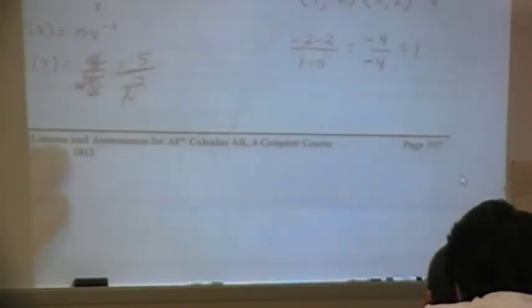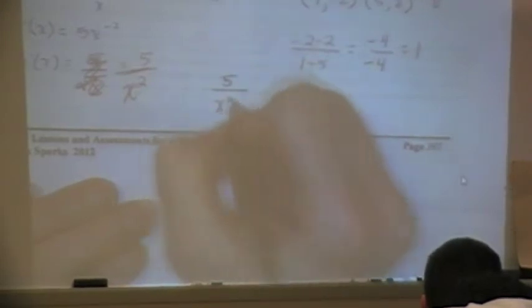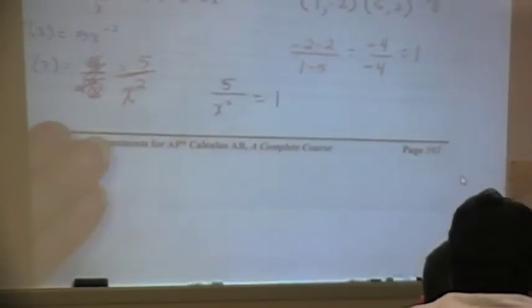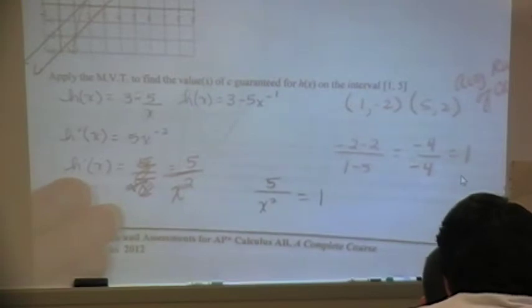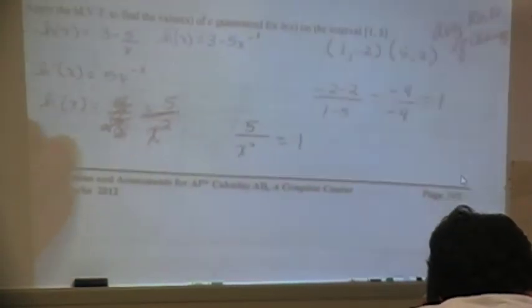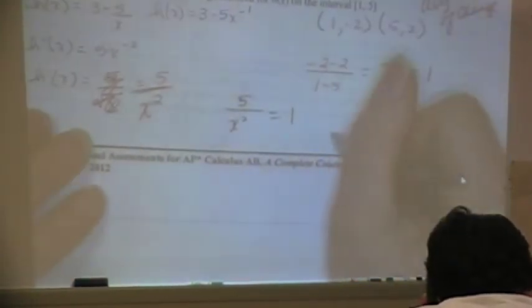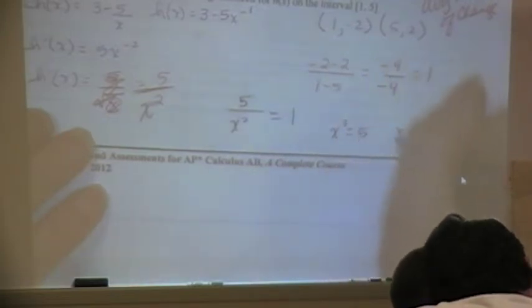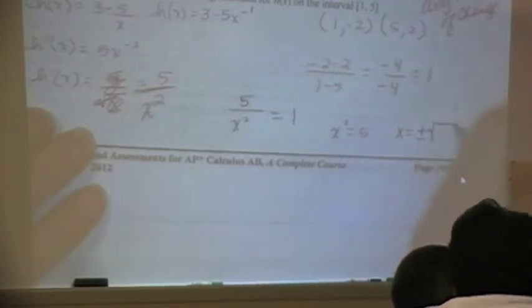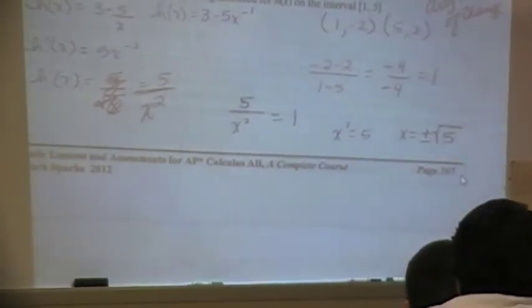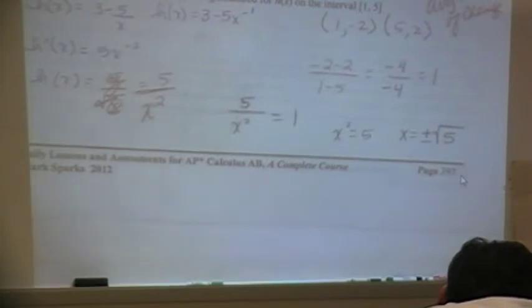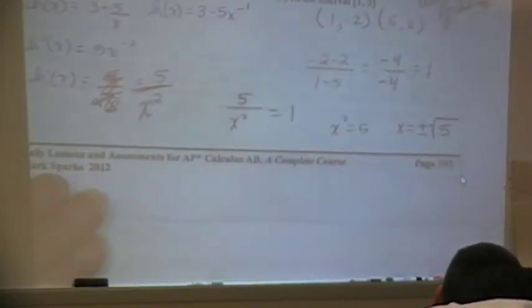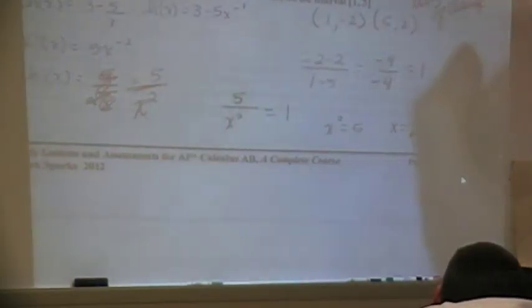Okay, so now I'm looking for where my derivative, which is 5 over x squared, equals 1. Square root of 5. So yes, it's square root of 5. So x equals both positive and negative square root of 5, which let's see graphically because I just want to know how close we are. Oh, I guess it's just the positive version. We're on the interval. So square root of 5.